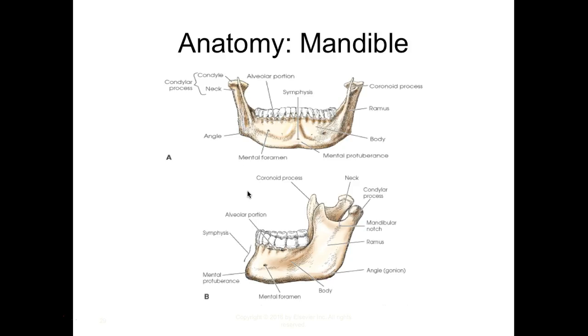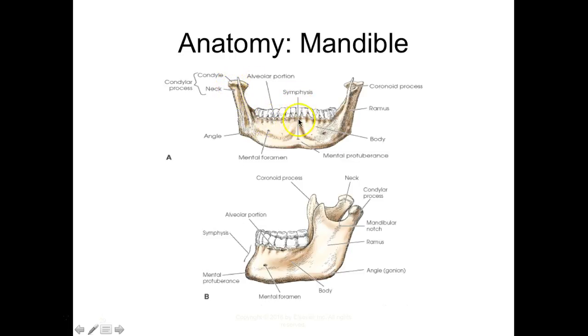So looking here, we'll start to label off to the side. We have your coronoid process with your ramus, and then we have your body and your symphysis where the two sides come together, the left and the right. You have the mental foramen, you have the angle or the gonion, and you have the neck. And this is the condylar process. You have your neck and your condyle.